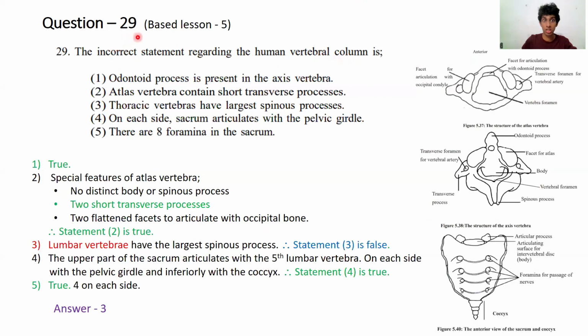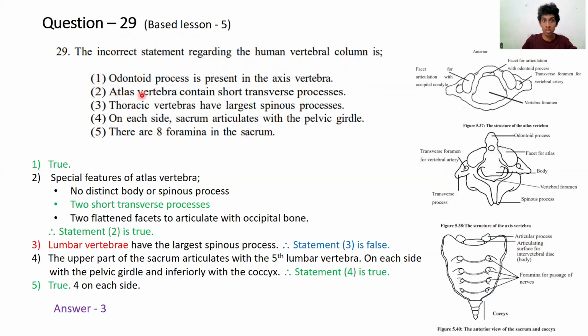Question number 29. It is based on the fifth lesson. The incorrect statement regarding the human vertebral column is 1. Odontoid process is present in the axis vertebra. So this is the structure of the axis vertebra and the odontoid process is present in it. So the first statement is correct.